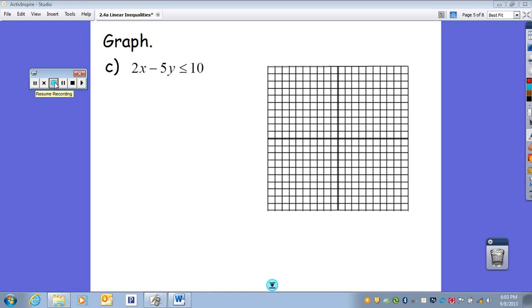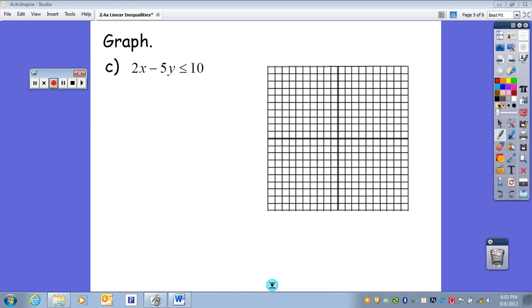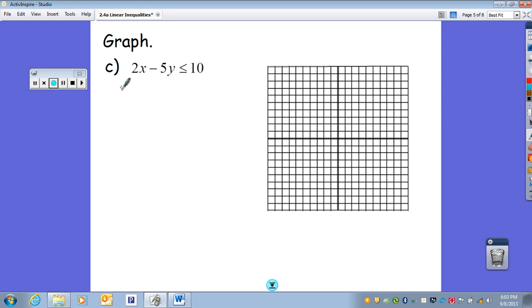In our next example, 2x minus 5y is less than or equal to 10. We don't have the y by itself, so our first business is we have got to get the y by itself. So we're going to subtract 2x from both sides, and we want this written in slope-intercept form, function form, so we're going to put the x's first and then the numbers. Now we're going to divide each piece by negative 5, each of our terms.